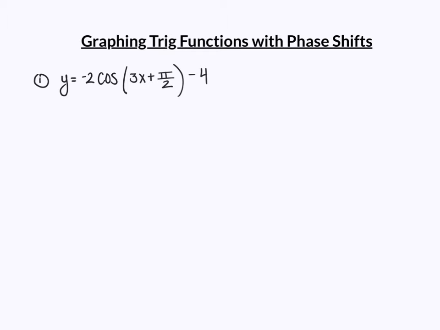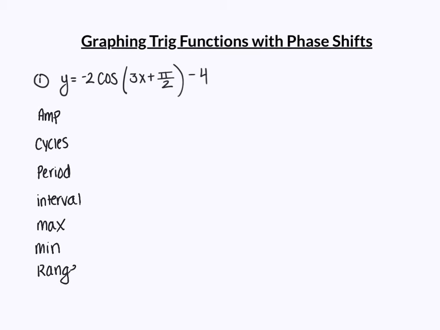analyze this equation and tell me what the amplitude is, what the number of cycles are, what the period is, what the interval is, what the maximum value is, what the minimum value is, and what the range is. So pause the video and take a minute and calculate those values and then hit resume when you're ready for the answer. Okay, so remember the equation.